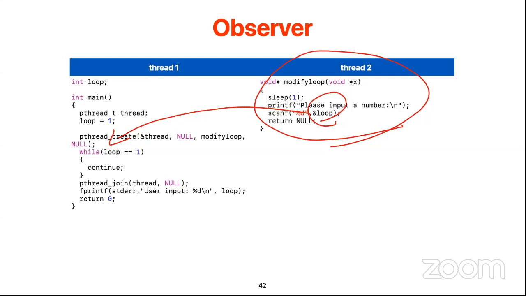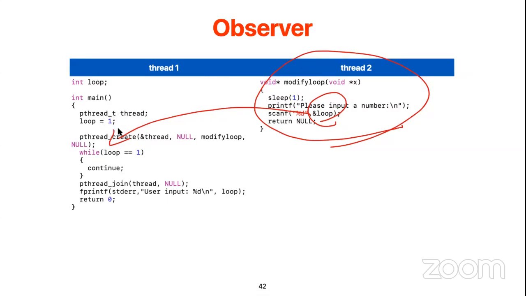Well, the initial value of loop is set to one, right? So I think that maybe what it's doing, it's reading the loop before, hold on. There's something special about that one, but I don't know what it is. Something special about that one.